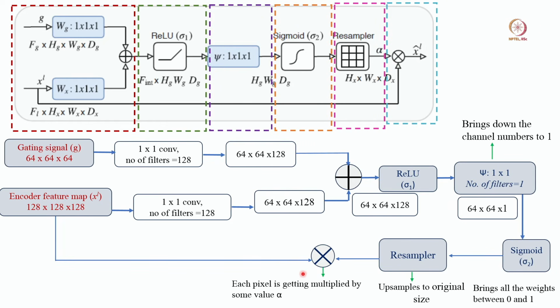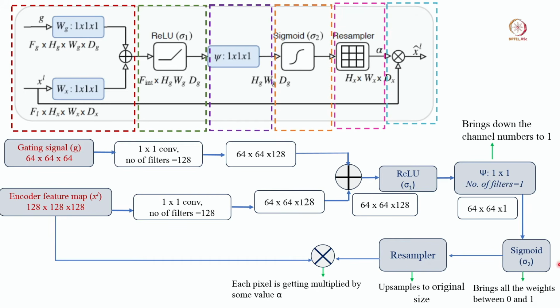Now when each pixel value is getting multiplied with alpha, some pixels are getting higher attention with high alpha value. When alpha value is small, that means those pixels are getting lower attention. Now whichever is getting higher attention, those only will go and concatenate with the decoder's layer. Okay. So this is the full working of the attention gate.